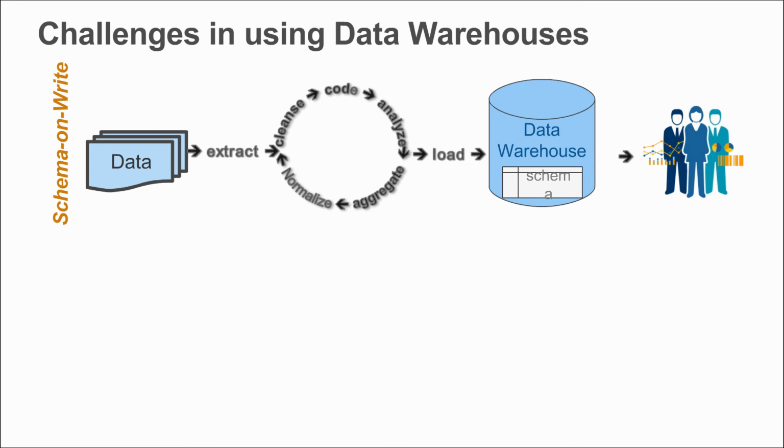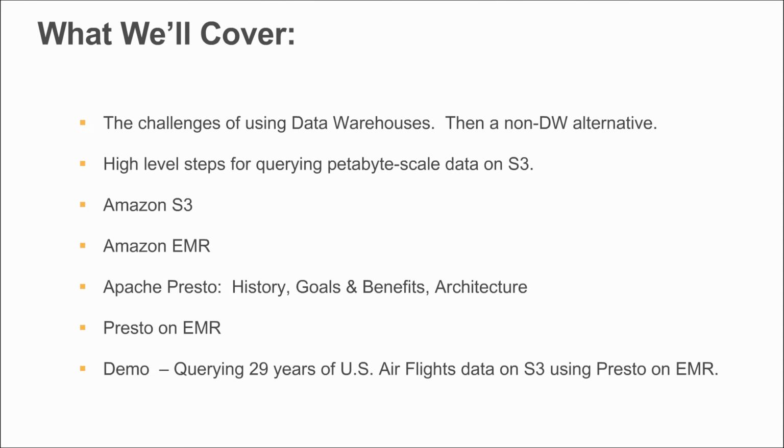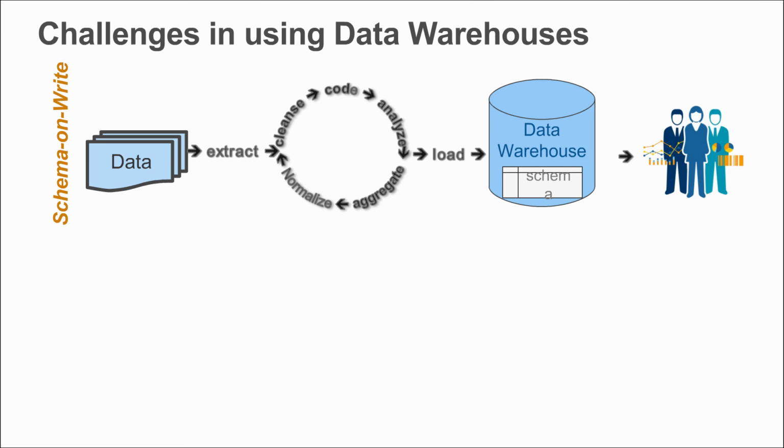All right, so let's jump in and review data warehouses. Data warehouses follow a paradigm referred to as schema on write. And what that essentially means is that raw data files have to be extracted. So subsets of the fields, attributes are extracted. And then there's a significant amount of cleaning, coding, analyzing, aggregating the data, and normalizing the data, followed by a loading process to load it into a data warehouse with a defined schema.